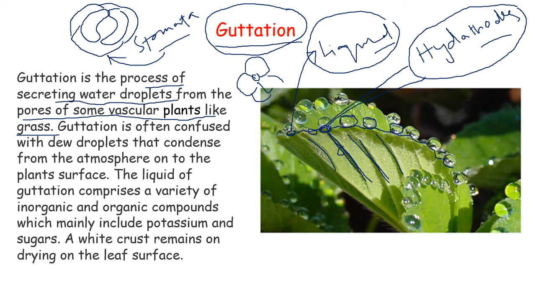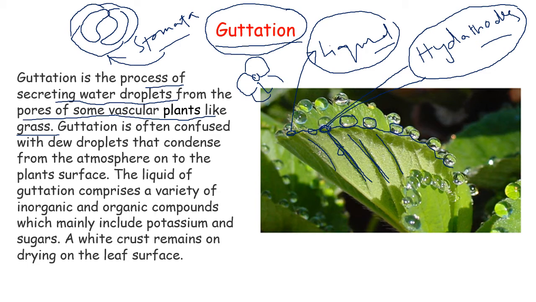इसमें आपको बहुत सारी चीज़ें मिक्स मिलेंगी, which will be organic or inorganic compounds. और जब ये ड्राई हो जाते हैं, you will see white surface on the leaves, white crust on the leaves, which is actually the dried inorganic and organic compounds.